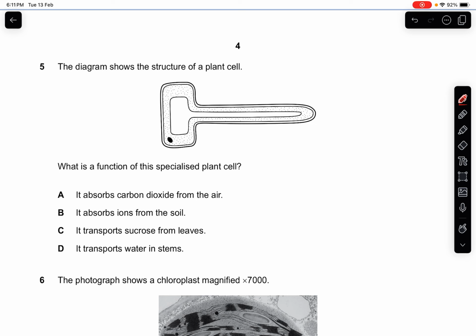Question 5. The diagram shows a structure of a plant cell. What is the function of the specialized plant cell? For a root hair cell, there is no chloroplast, and they basically help to absorb water for the plant to survive. So let's see the first few options. It absorbs carbon dioxide from the air. No, it doesn't. It absorbs ions from the soil. Yes. It transports sucrose from leaves. Nope. It transports water in stems. Nope. So the answer is B.